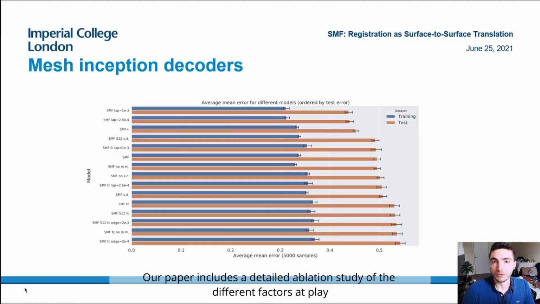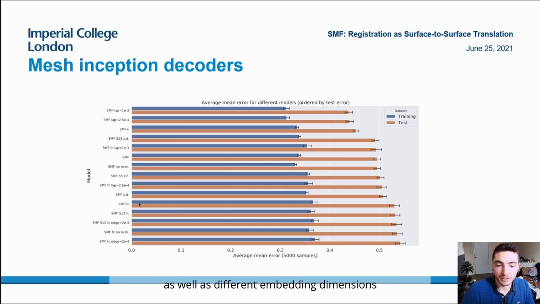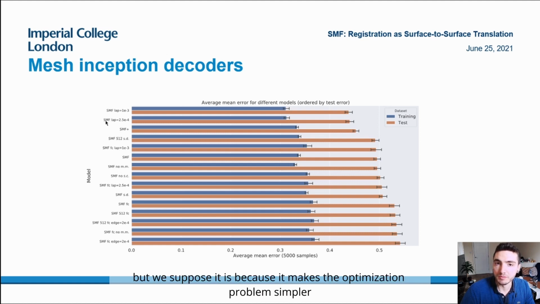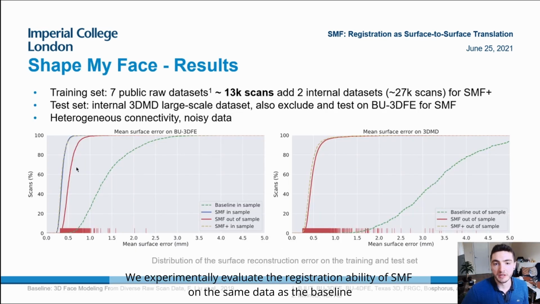Our paper includes a detailed ablation study of the different factors at play, for example, the choice of decoder, where we evaluated SMF and compared with a fully connected decoder or a single decoder, as well as different embedding sizes. We also show the effectiveness of the mouth model, as well as compare it to using Laplacian regularization. And here Laplacian regularization achieves the lowest error, but we suppose this is because it makes the optimization problem simpler and allows the vertices from the lips to get closer to the inside of the mouth, which reduces the overall error as well.